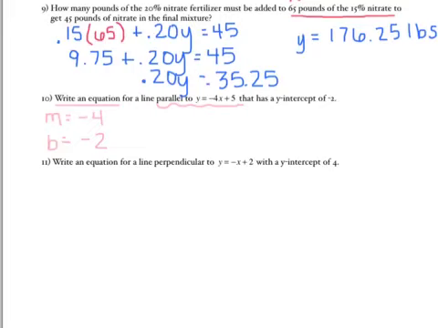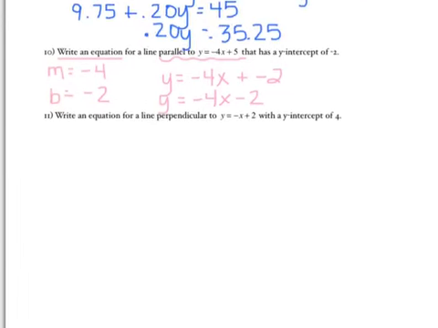So my y-intercept is negative 2. And then I'm just going to write y equals mx plus b. So y equals, my m is negative 4, x plus b, which is negative 2. And actually, I probably should have just written that as negative 4x minus 2. Okay, same thing. I would take either answer. They're fine. Okay, number 11.